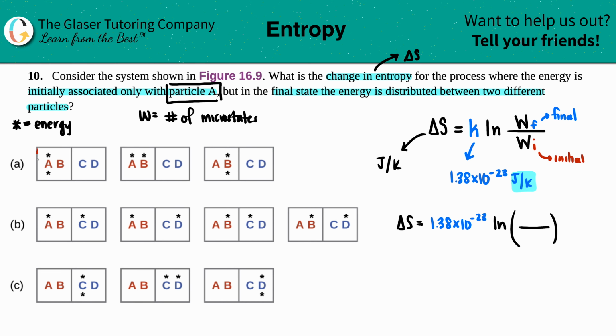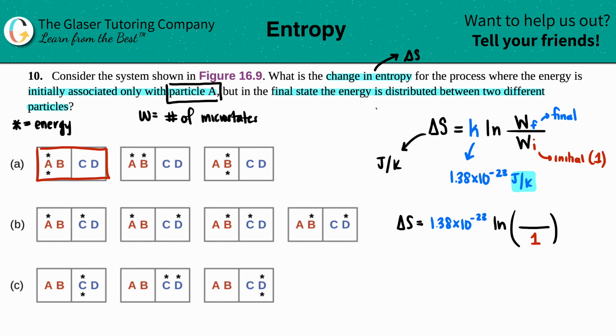Let's see. Well, this one for sure, right? Those stars are only going to A. So that one checks out. This one, no, right? This one's only B. This one's A and C. A and D, B and C, B and D, all C, C and D, and all D. So initial, we only have one microstate or one scenario. So 1 goes on the denominator. Now we got to find out what's going on with the final.